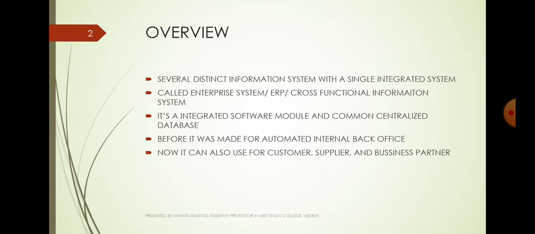If you have some doubt about the cross-functional information system, you can go to my last videos. A cross-functional information system means different departments are working together. Multiple technologies are working together. These are called the cross-functional information system. So overall, you can say that it is an integrated software module with a common centralized database.